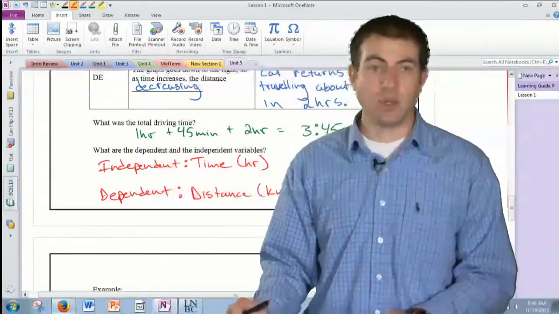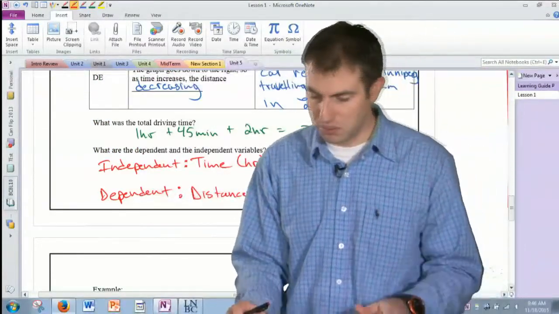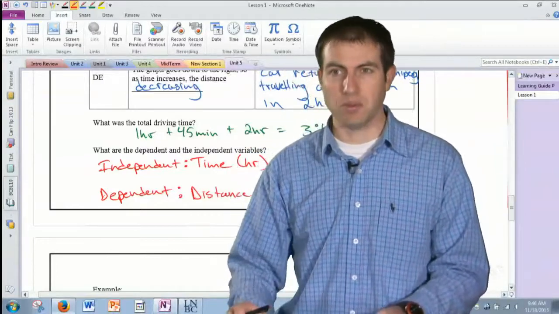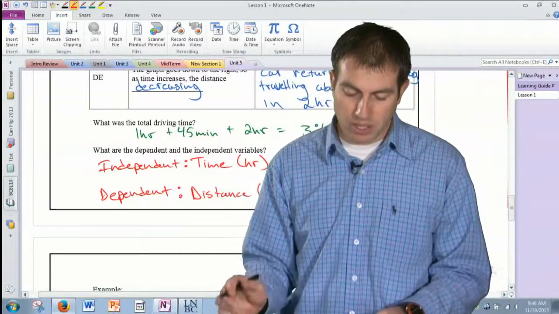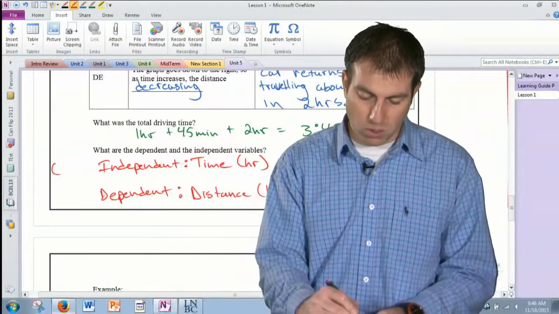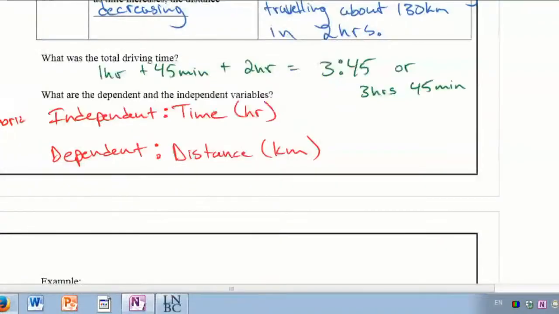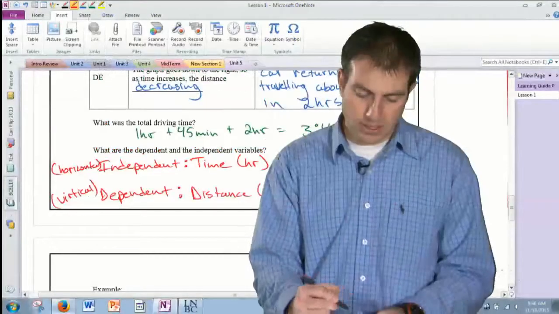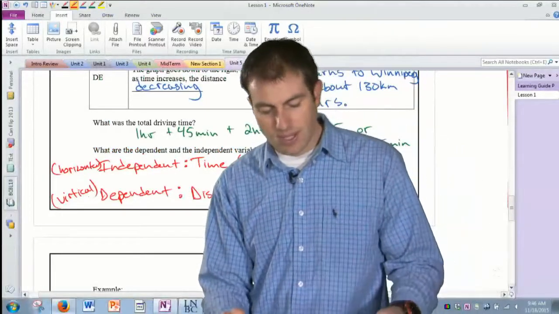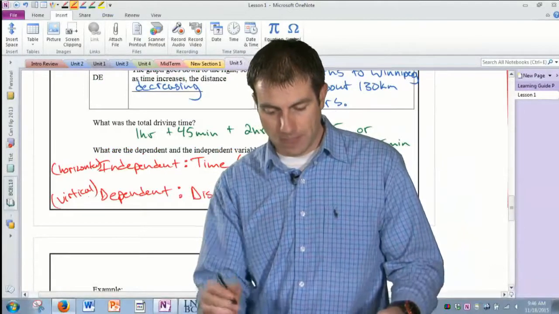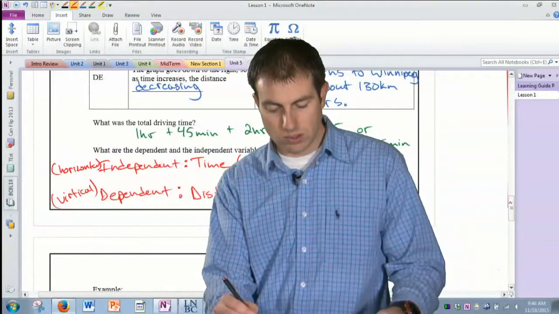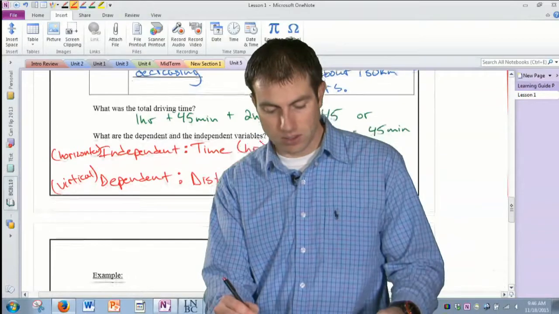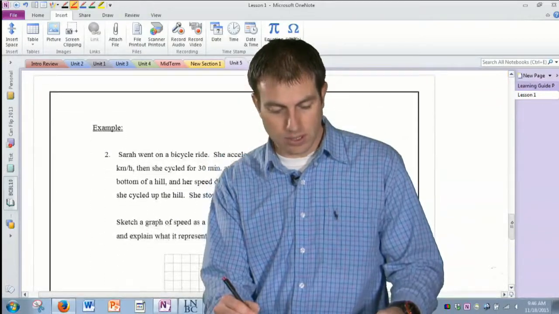That's just the way it is. We'll go with that. We'll look at more examples and hopefully it'll become a little bit more apparent as we move on. Generally speaking, the independent variable is going to be on our horizontal axis, and then the dependent is going to be on our vertical. Generally speaking. So, yeah, that's always the case for those.